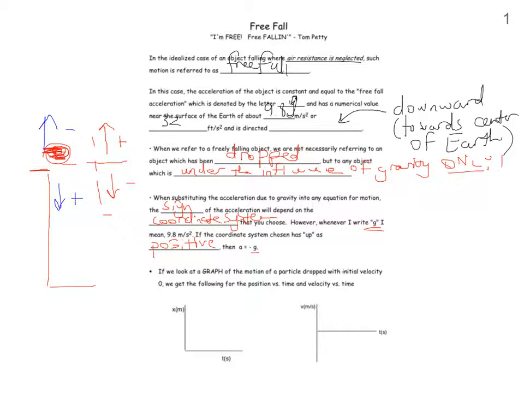If we look at a graph of motion for a particle dropped that has an initial velocity of 0, we'll get the following position versus time graph and velocity time graph. If we're dropping it from this point, it's falling downward, then as time goes on, it's going to be speeding up. On velocity time, it's moving in the negative direction and speeding up. My velocity time graph would look like that.